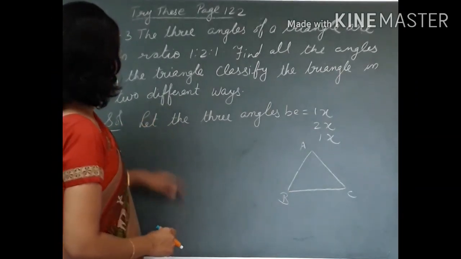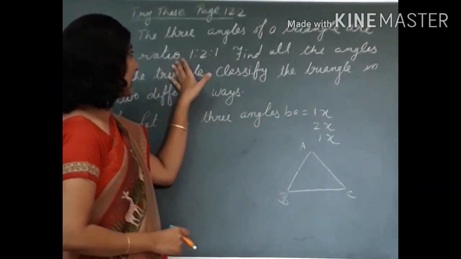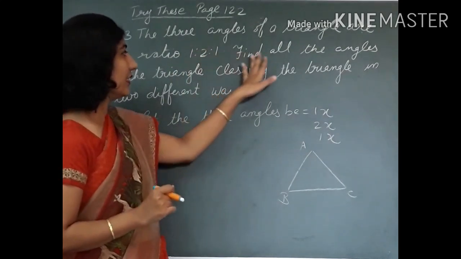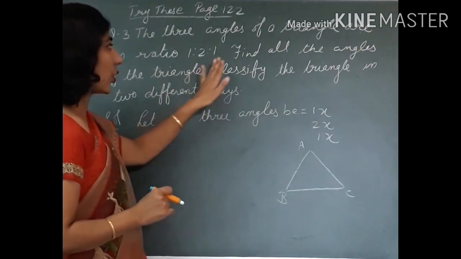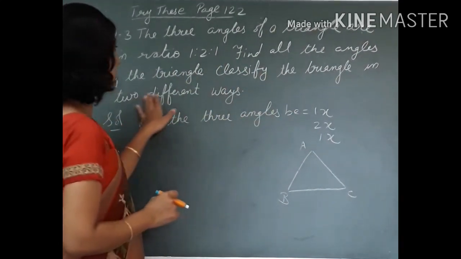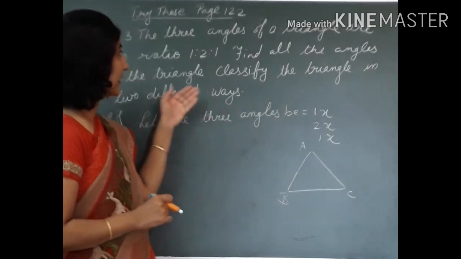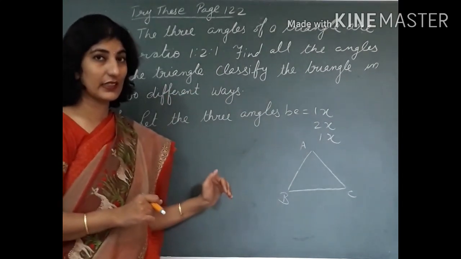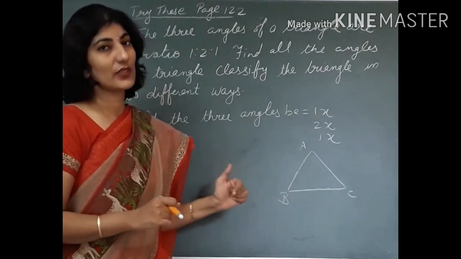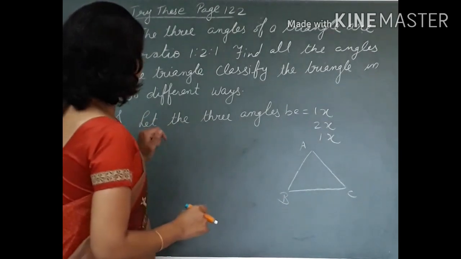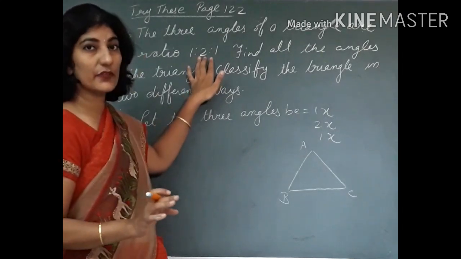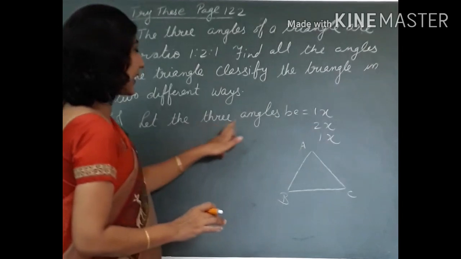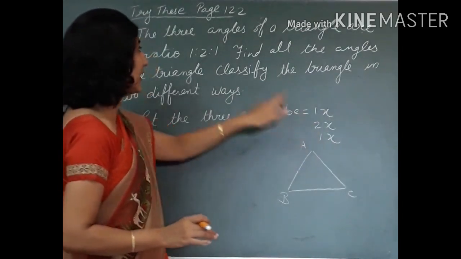Question number 3. The three angles of a triangle are in ratio 1, 2, 1. The ratio of the three angles is given. Find all the angles of the triangle. Also classify the triangle in two different ways. After finding the angles, we have to classify whether it is acute angled, obtuse or right angle according to angles, and according to sides also we have to classify. So first of all, when such type of questions are given with a ratio, we assume these to be the angles. Let the three angles be 1x, 2x and 1x.